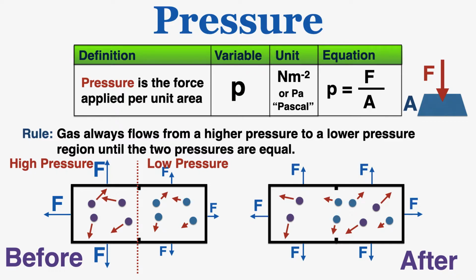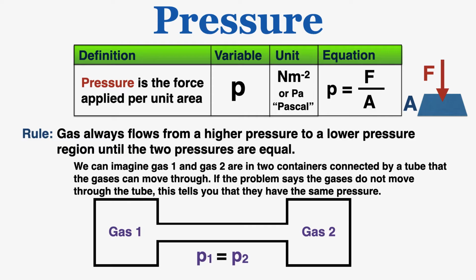As a rule, if there's any kind of difference in pressure in gas in a container, gas always flows from a higher pressure to a lower pressure region until the two pressures are equal and the pressure is equally distributed everywhere around the container. We can imagine that gas 1 and gas 2 are in 2 containers connected by a tube that the gases can move through. If the problem says the gases do not move through the tube, this tells you that they have the same pressure as each other. You can assume, unless otherwise stated, that all regions of a gas always have the exact same pressure as all other regions of a gas.